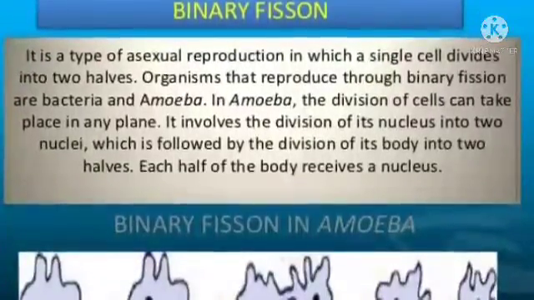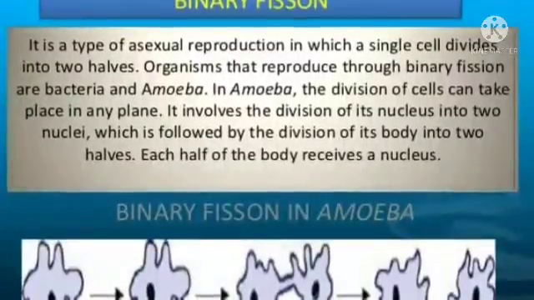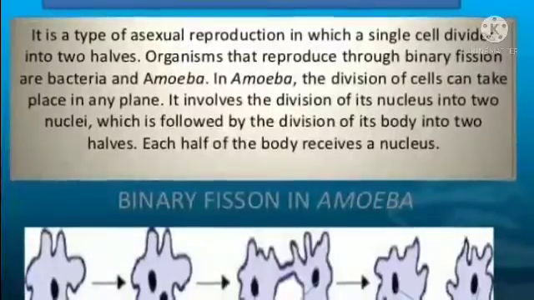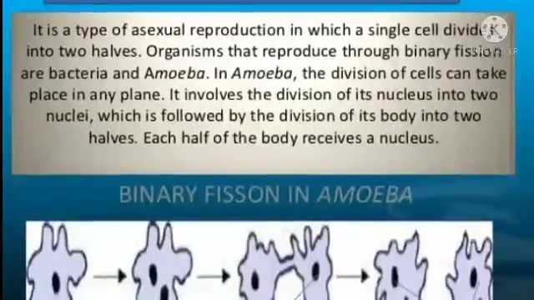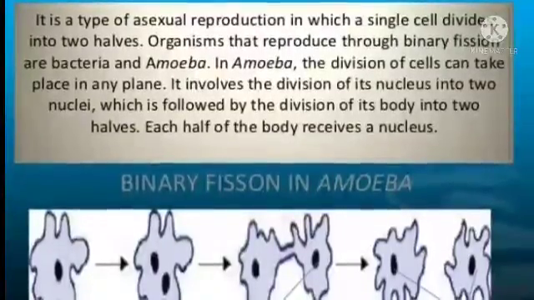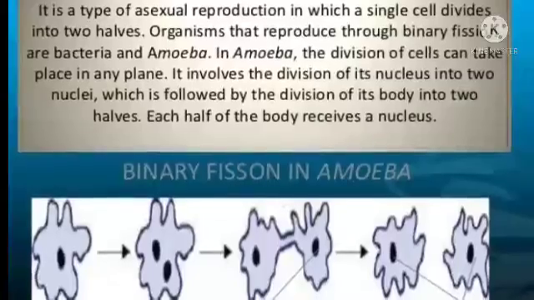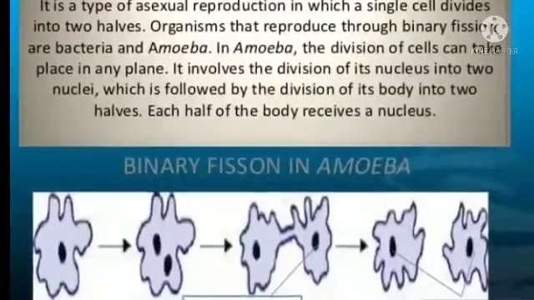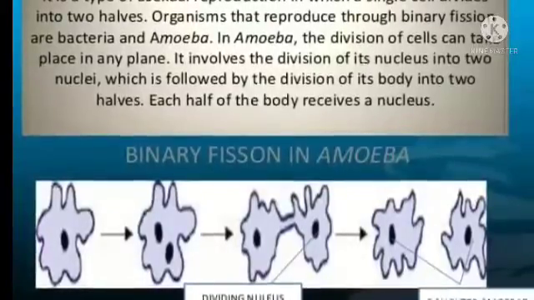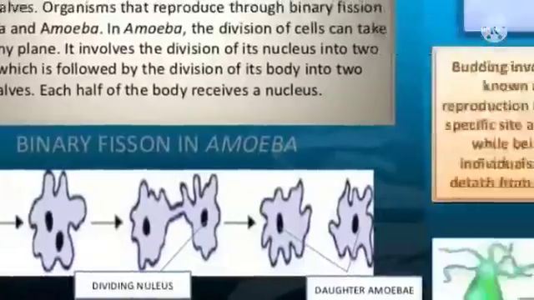Binary fission. It is a type of asexual reproduction in which a single cell divides into two halves. Organisms that reproduce through binary fission are bacteria and amoeba. In amoeba, the division of cells can take place in any plane. It involves the division of its nucleus into two nuclei, which is followed by the division of its body into two halves. Each half of the body receives a nucleus.